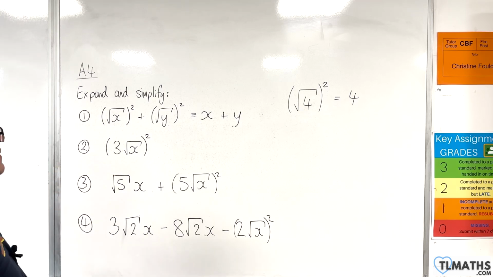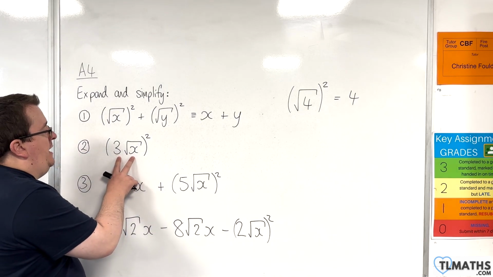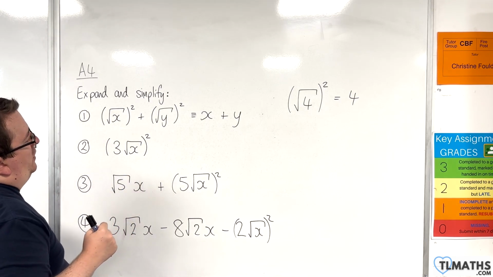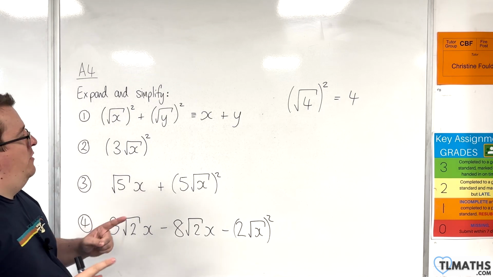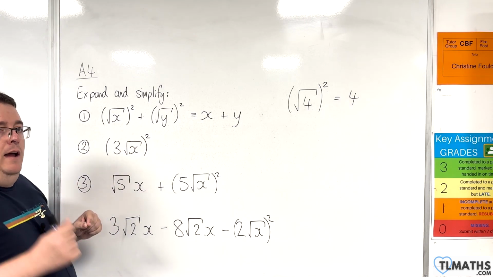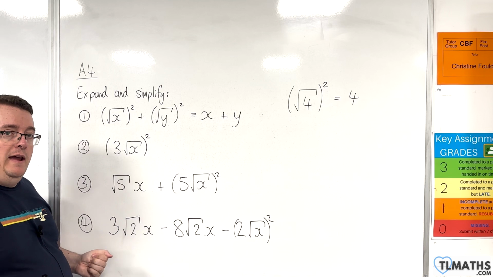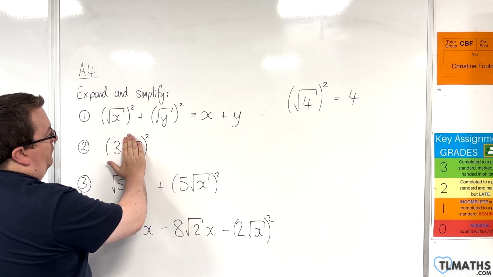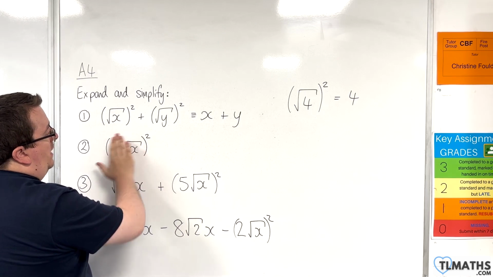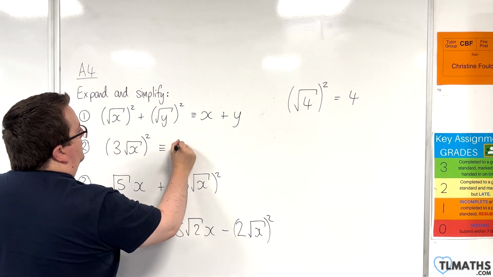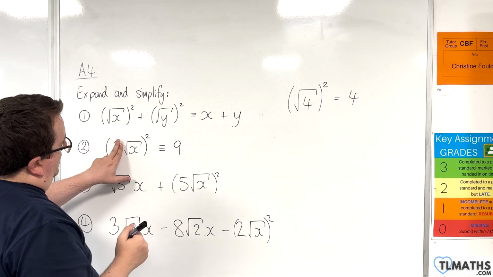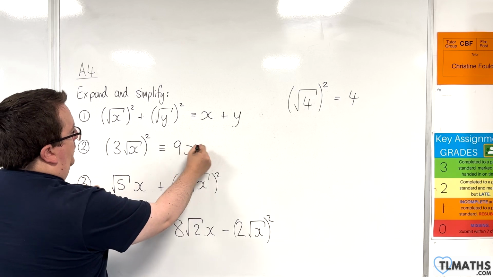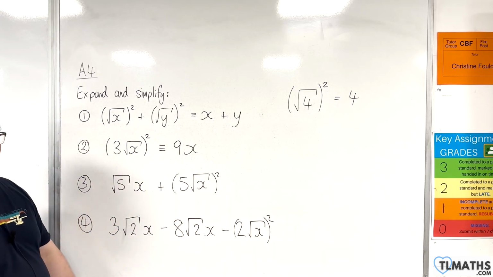Now, if we do a similar thing with number 2, here we have 3 root x all squared. Okay, so what you need to be clear on is that the squaring affects both the 3 and the root x. Okay, so consider what happens to the 3 first. Here we have 3 squared, which is 9. And then we have the root x all squared, which from the previous example we just got x. So this is 9x.